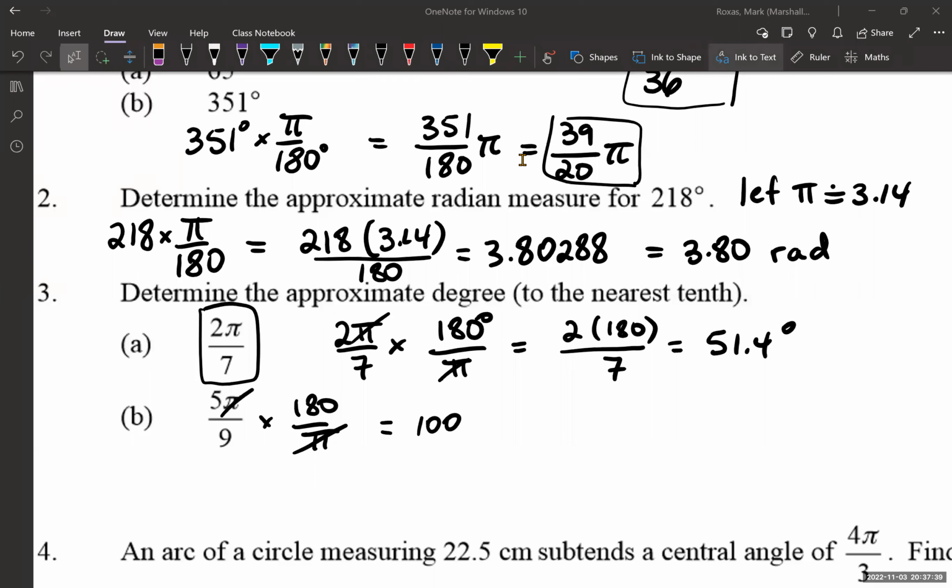Okay, yeah, degrees. So you just include the degree symbol there. So there's 100 degrees. 5 pi over 9 is 100 degrees. Okay, so here's another question.